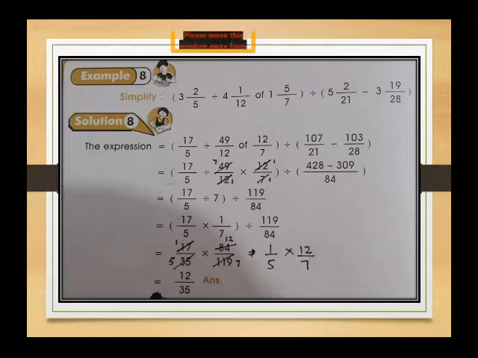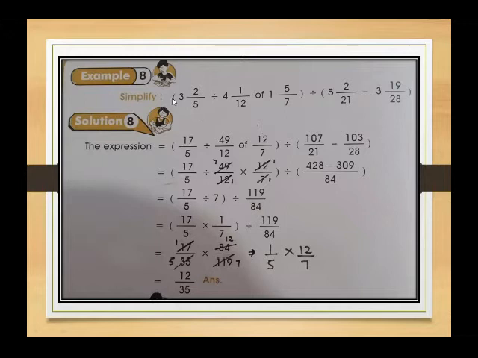The question is 3 whole 2 upon 5 divided by 4 whole 1 upon 12 of 1 whole 5 upon 7. There is a parenthesis with 3 terms. Then divided by another parenthesis, that is 5 whole 2 upon 21 minus 3 whole 19 upon 28. This question is on book page number 88. Okay, now let's start the solution.